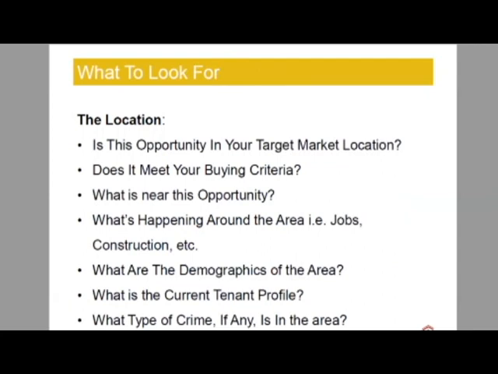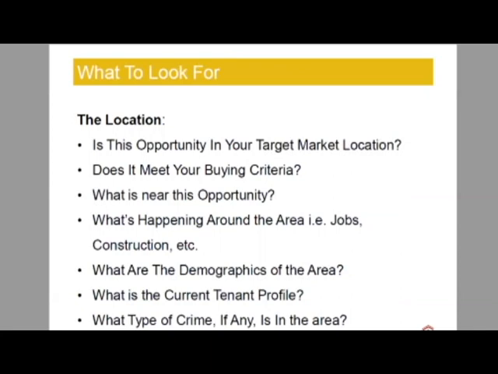So what are you looking for in an opportunity, right? You're looking for the location. What is the opportunity in your target market location? Again, if we're doing this for practice, it's not. But this is where you want to sit down. You've already done your practice, or you've got enough practice. You want to start on your target market. What do you look for? Does it meet your buying criteria? Do you have a buying criteria? Everybody should have one of those.